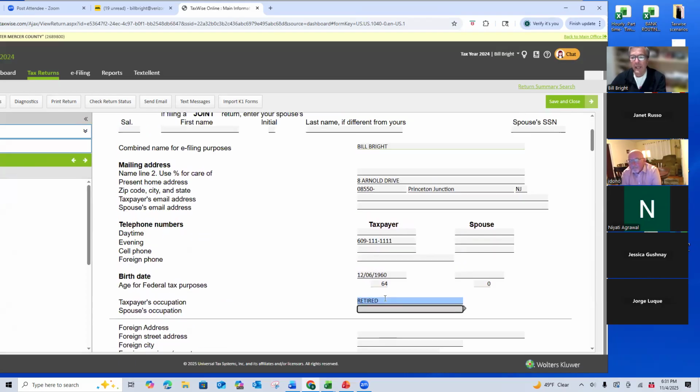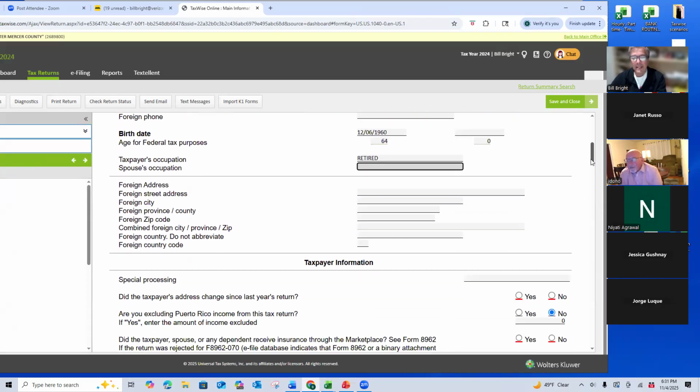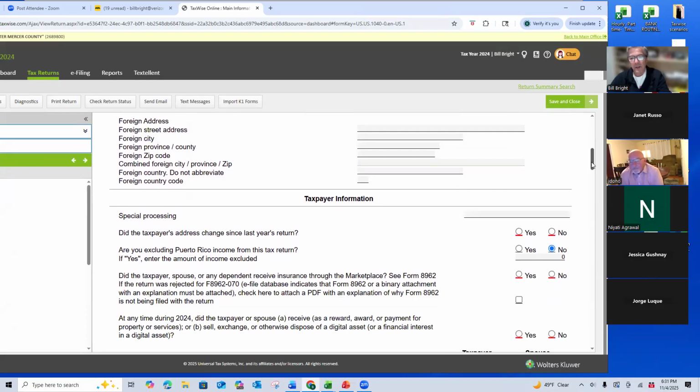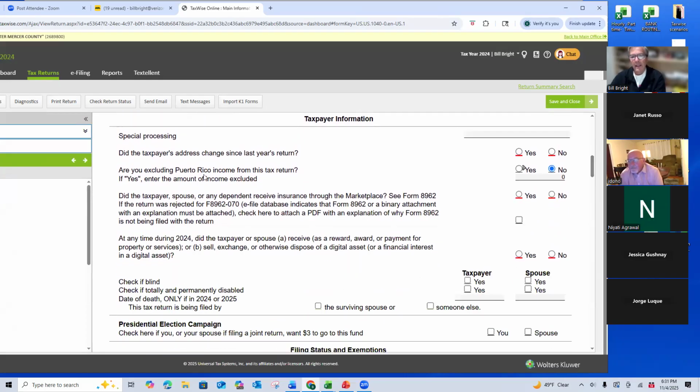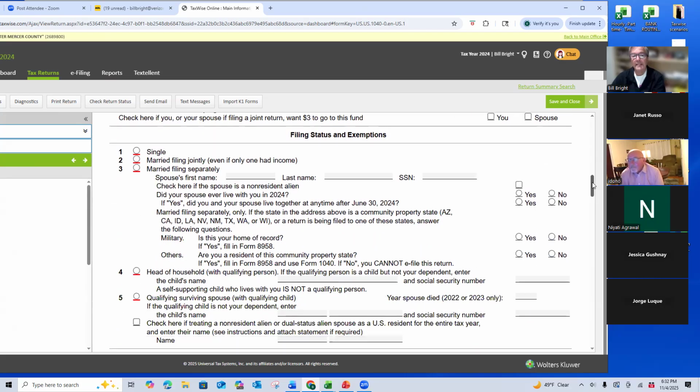Okay, so I'm going to keep going down. A lot of this we can ignore, like foreign addresses. There are some special processing things that we have to address, like did my address change from last year? The answer is no. This is hard coded because if anybody did have income from Puerto Rico, we couldn't do it. Again, I didn't have insurance through the marketplace, and I didn't sell any digital asset. We could probably hard code that, but we actually do have a few people who dabble in Bitcoin every now and then. So as we go down here, I'm going to filing status.